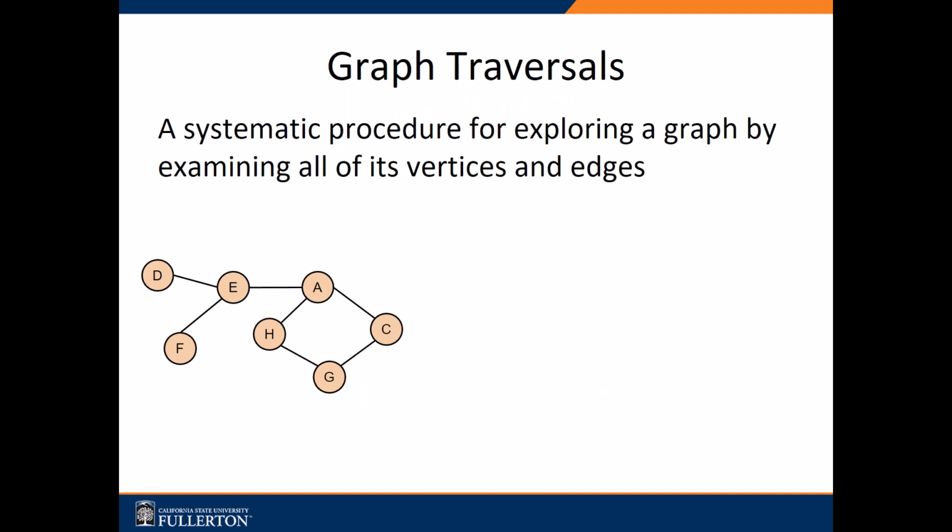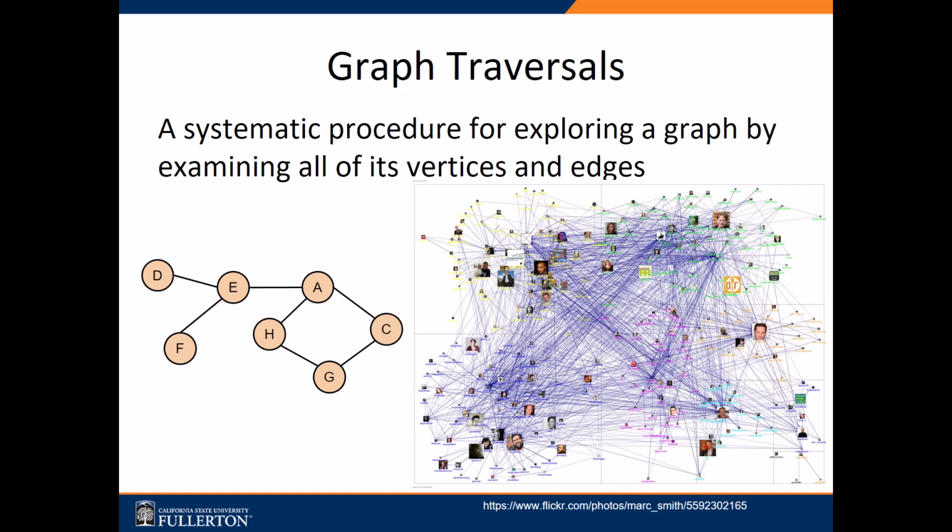A graph traversal is a procedure for systematically going through all of a graph's vertices and edges. When you think of a graph, you may think of something like the graph shown here, which is about 7 vertices and 7 edges. And you may wonder, why do you need a formal procedure when it's obvious how many vertices and edges there are? But in many real-world applications, the graphs are much larger and look more like this.